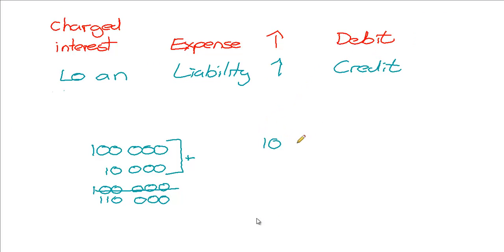So the original capital amount was 100,000 Rand, and then we added our interest of 7,500, giving us a new loan amount of 107,500, and the interest has then been effectively capitalized.